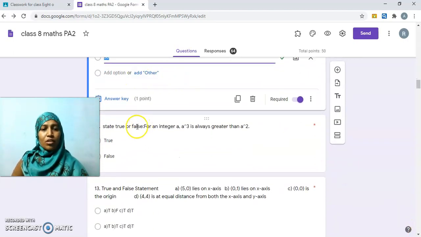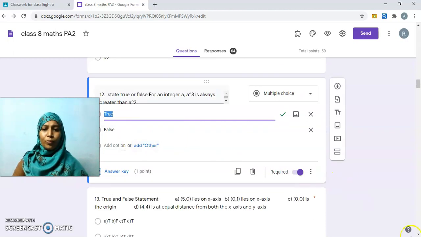State true or false. For an integer, a cube is always greater than a power 2. If I multiply twice and if I multiply thrice, 3 times, a into a, which one is bigger? Naturally, a cube is greater, isn't it? That's what they have stated. So, it is true.